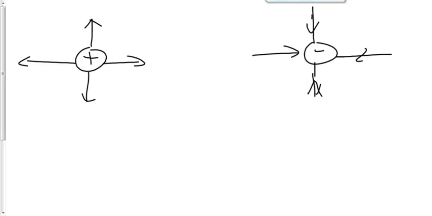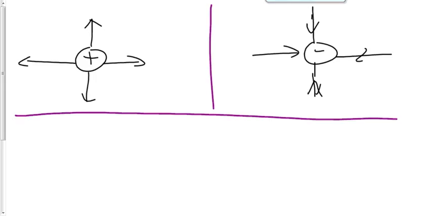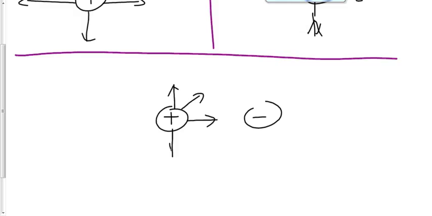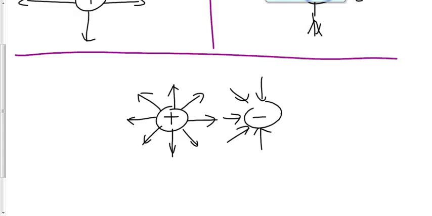What if, though, I put those two charges close enough together that they interact with each other? They will be attracted towards each other. The field caused by this one is going to look something like this, away from the positive. The field caused by this one is going to look something like this, toward the negative, right? Watch what happens in between, though. Field lines kind of join up there, and it looks something like this.